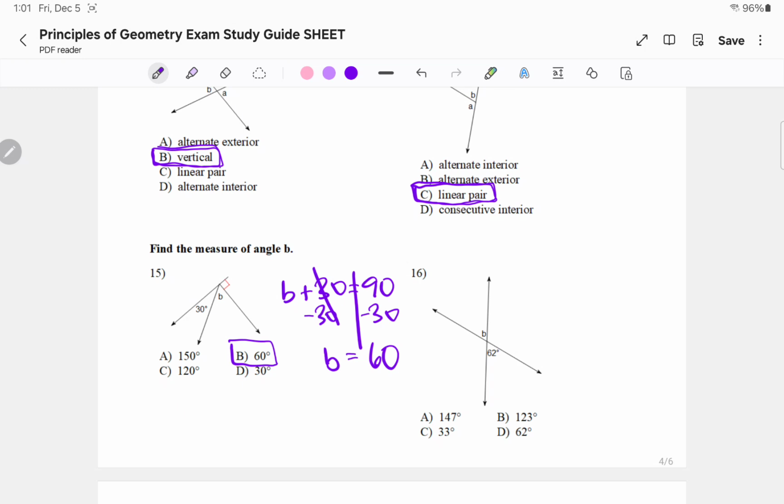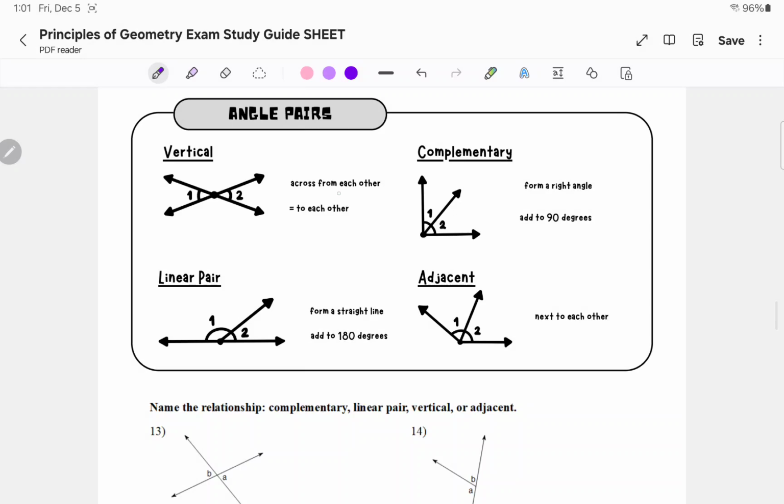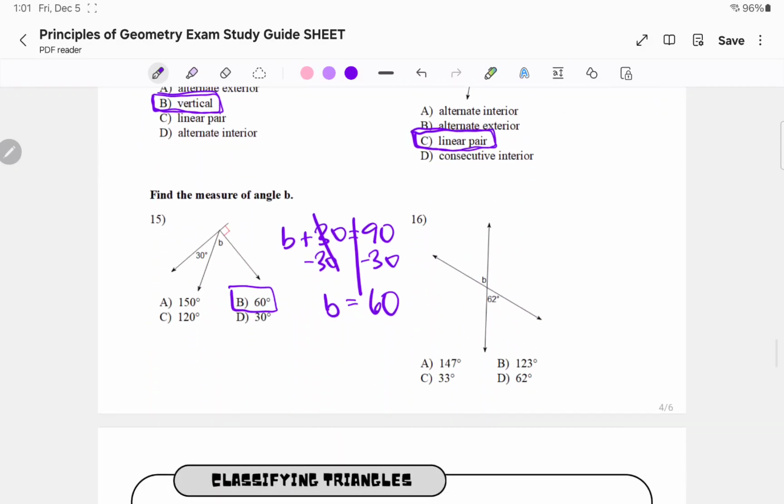And now for 16, what kind of relationship is this? It looks like they are vertical angles. And it says here that vertical angles are equal to each other. So that means if this one is 62 degrees, the one across from it is also 62 degrees. So there's no solving, it's just going to be the same number.